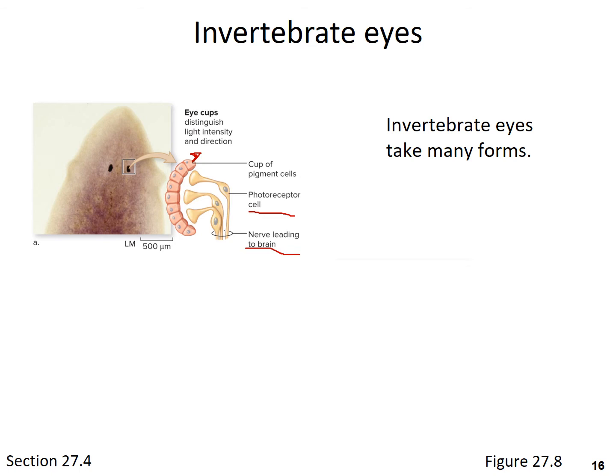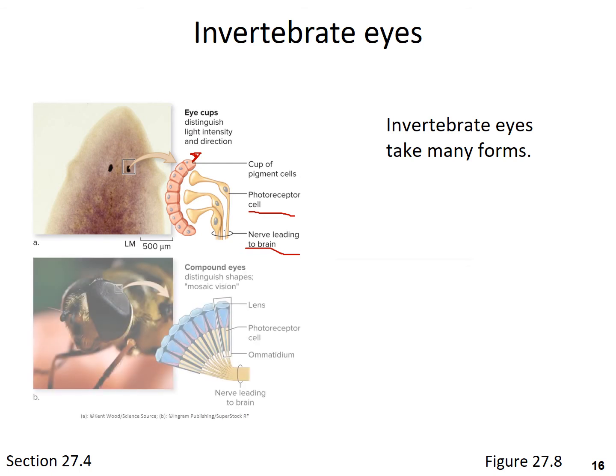Okay, so eye cups, basically these are really primitive, but what they do have the ability to do is capture at least some light. And so this organism, a flatworm, can actually distinguish where light is coming from and how bright the light actually is.